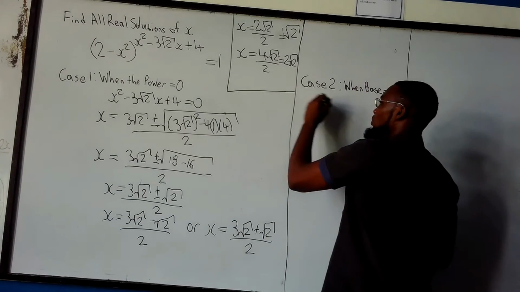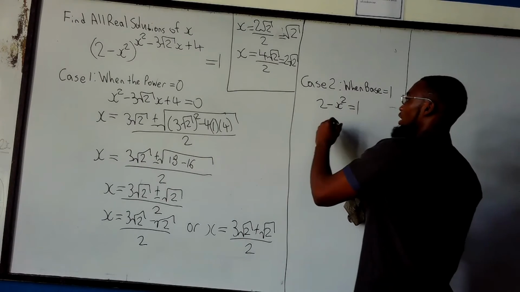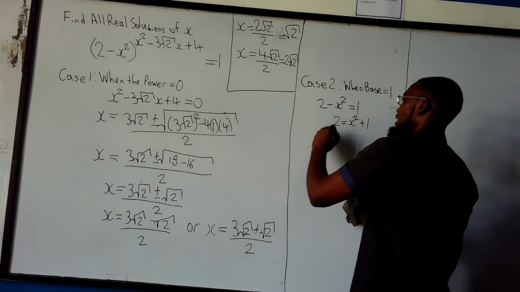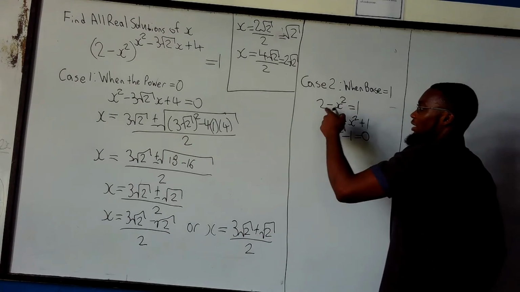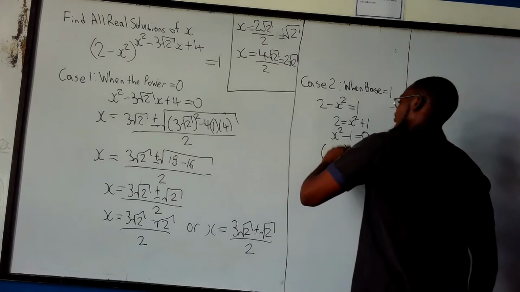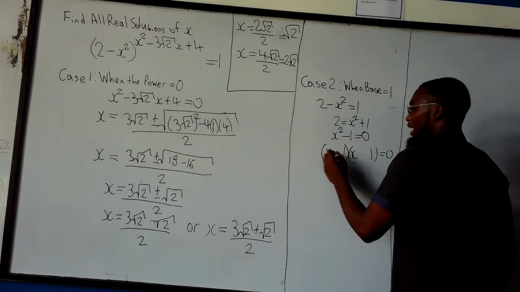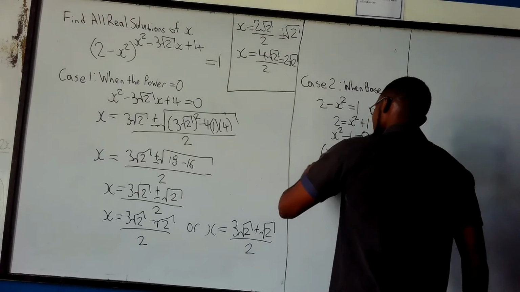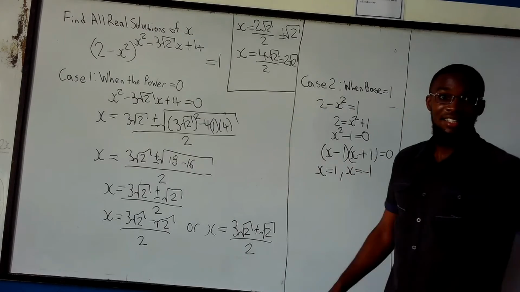So in that case, we solve 2 minus x squared equals 1. We can bring the x squared over to get 2 is equal to x squared plus 1. Bring the 2 over to get x squared minus 1 equals 0. Did I do that right? Yes, 1 minus 2 is 0 on the other side. Factorize: x minus 1 and x plus 1, the difference of two squares. So x equals 1, x equals minus 1.